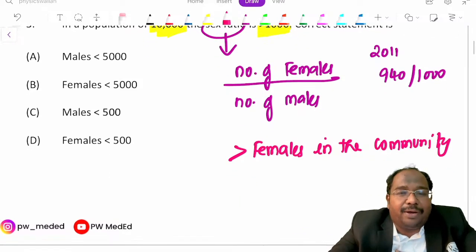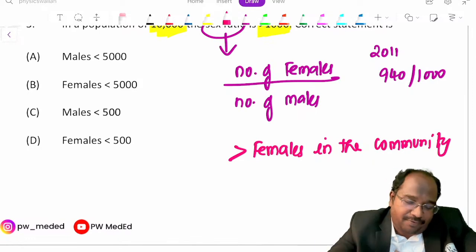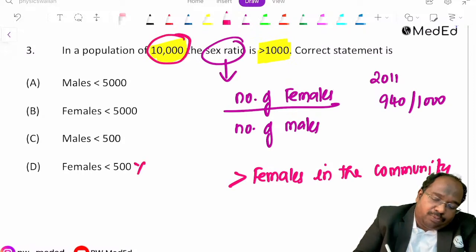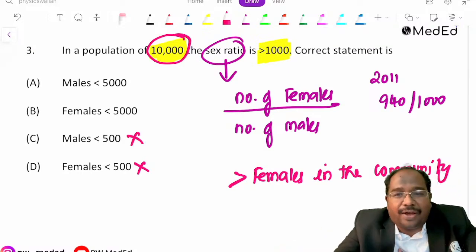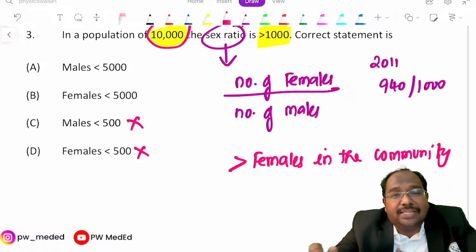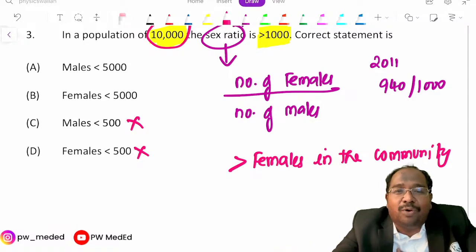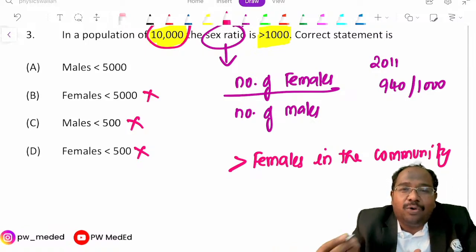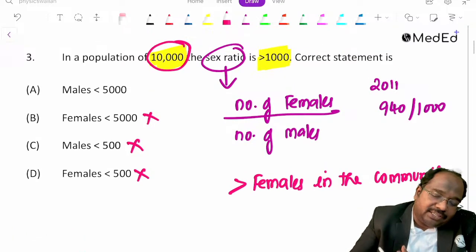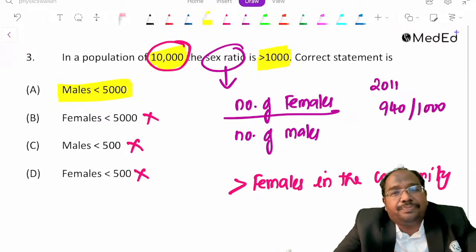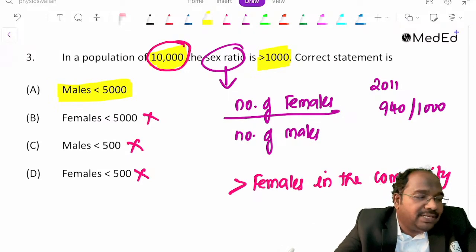Now we will go one by one and see what the answer is here. More females. This is 10,000, so both of these will not work because they are talking about 500, which is not going to give a meaningful interpretation. I said more females are there, so this is also wrong. That means females should be more than 5,000. So the answer for this question is males less than 5,000.